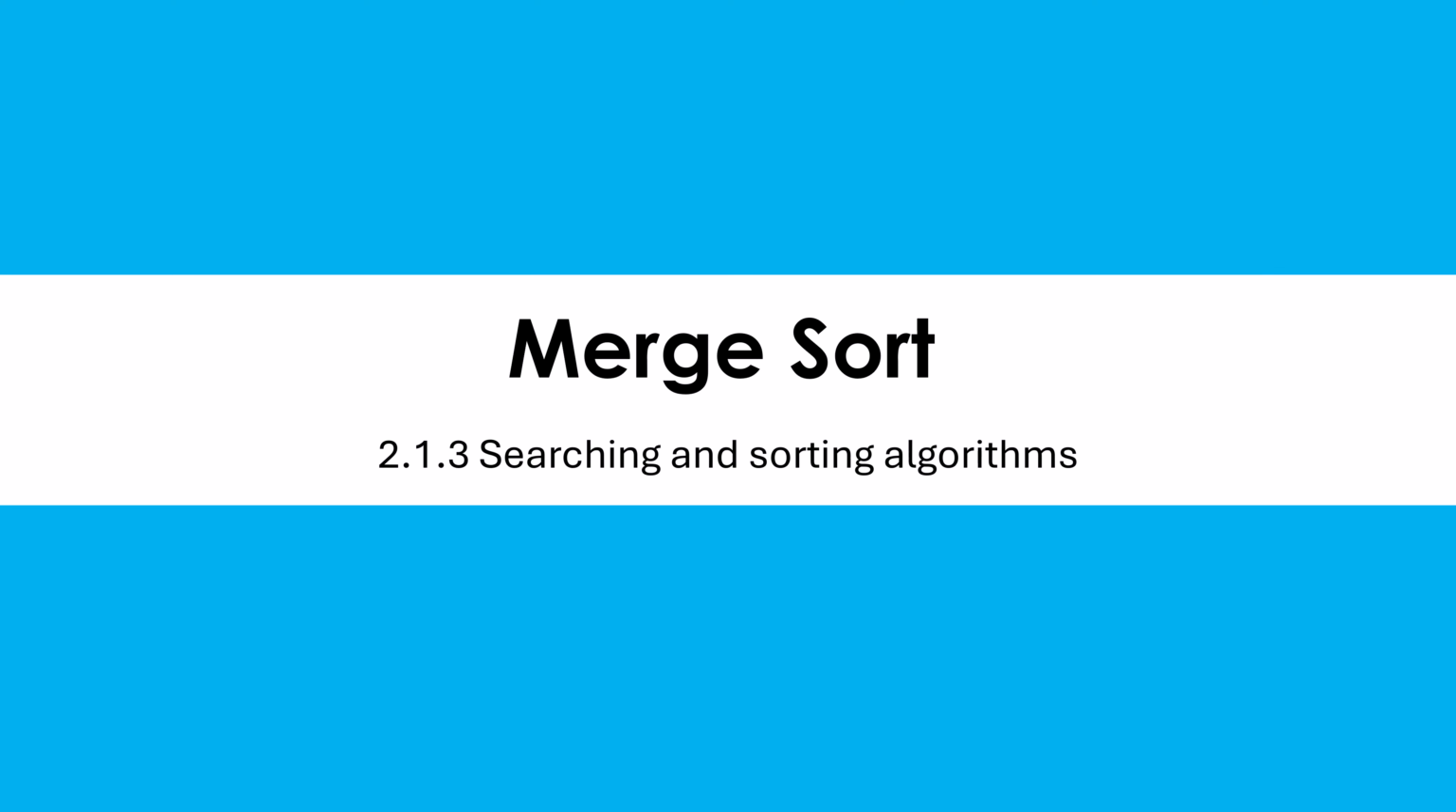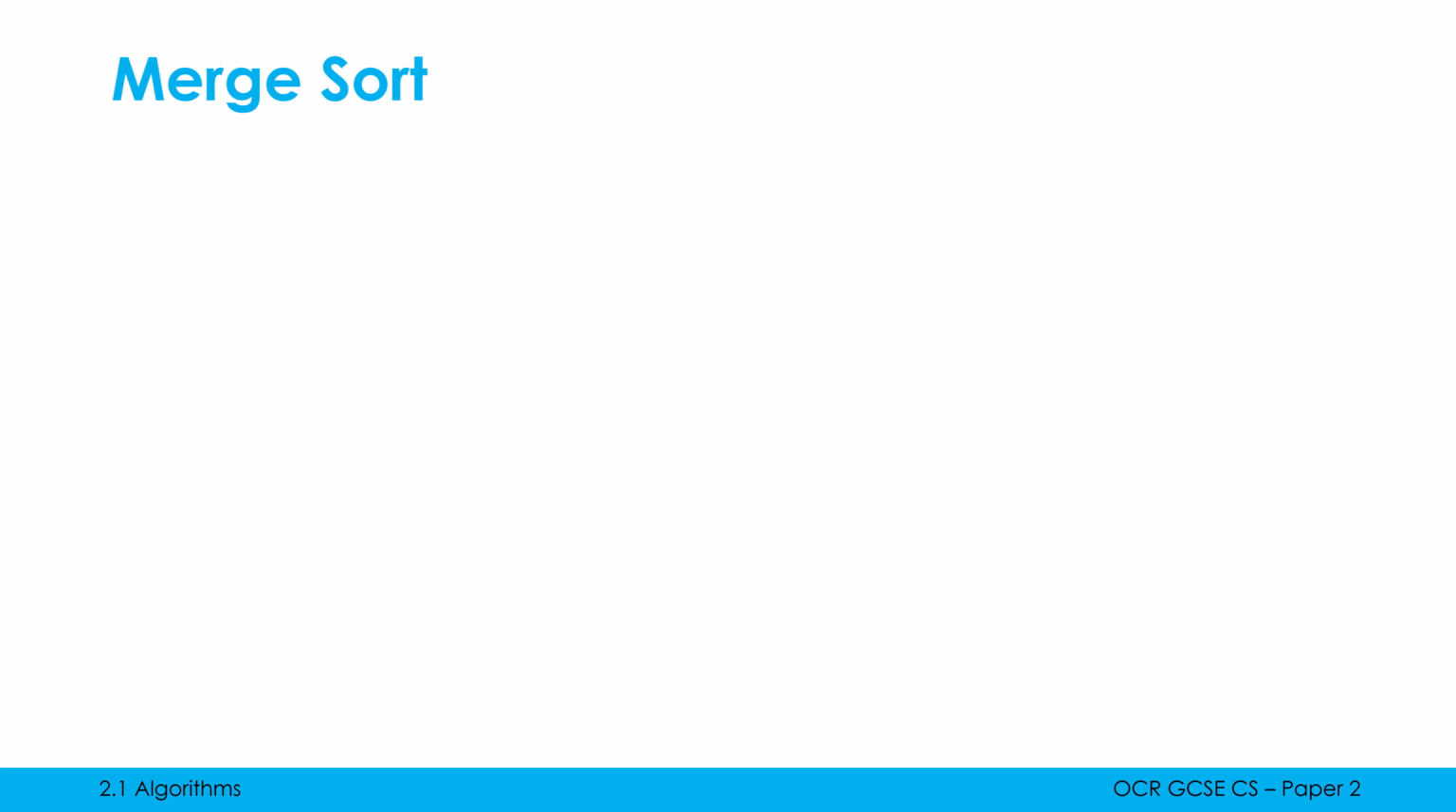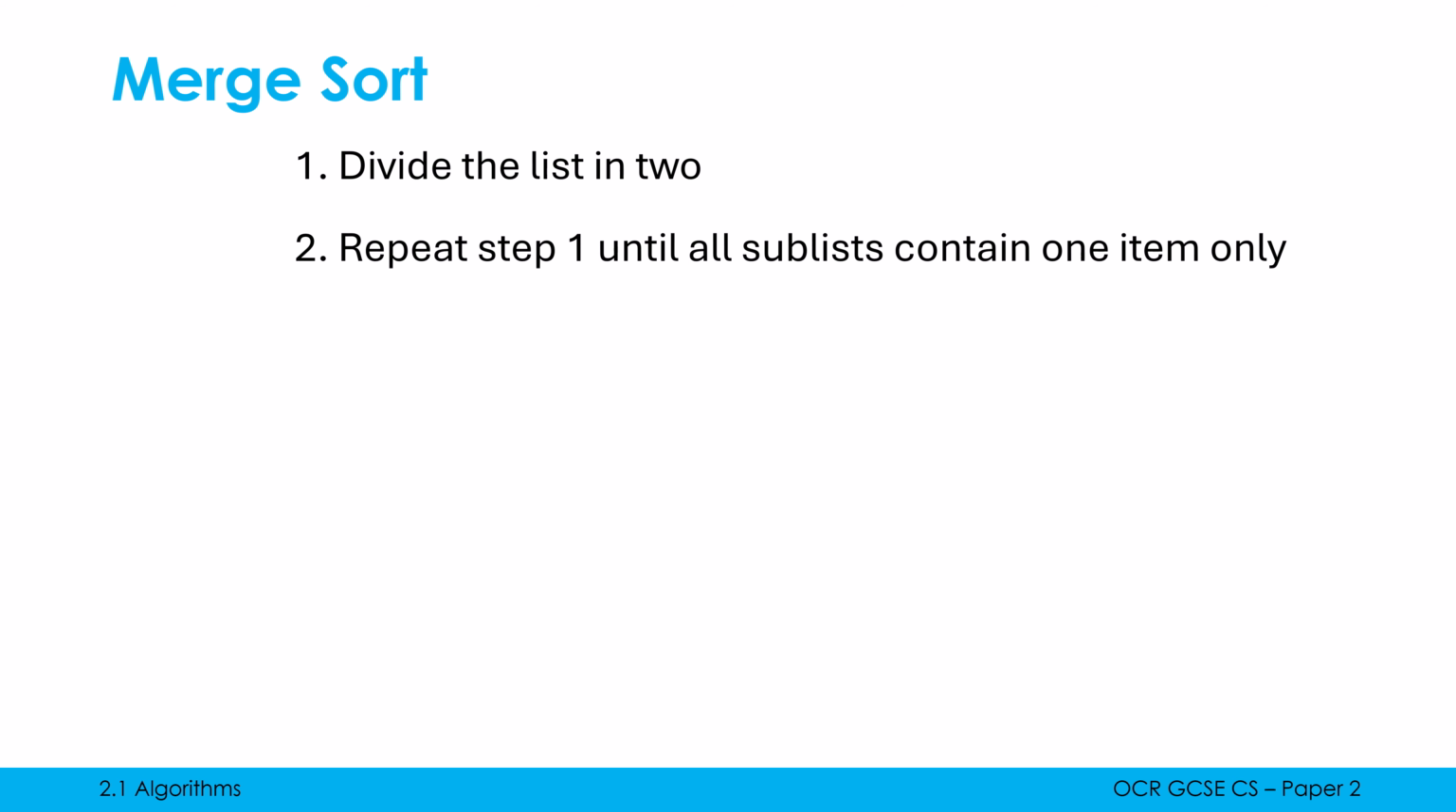Let's now look at how the merge sort algorithm works, an alternative way of sorting data, alternative to insertion sort or bubble sort. So merge sort really has two key broad stages to it. The first step we do is divide the list in two, and we just repeat this step until all of our lists contain one item only.